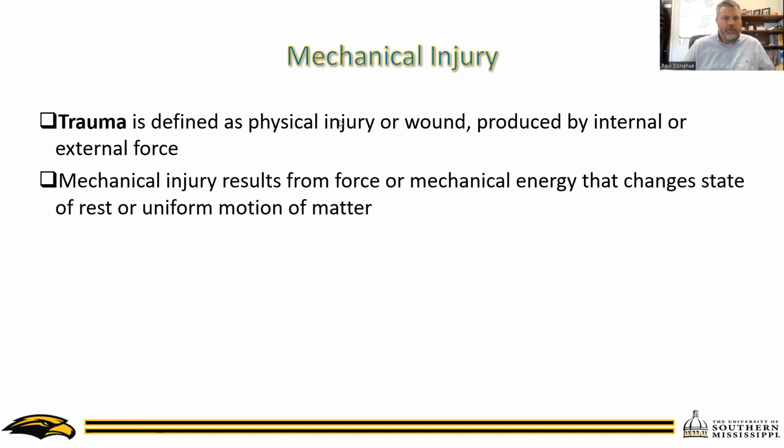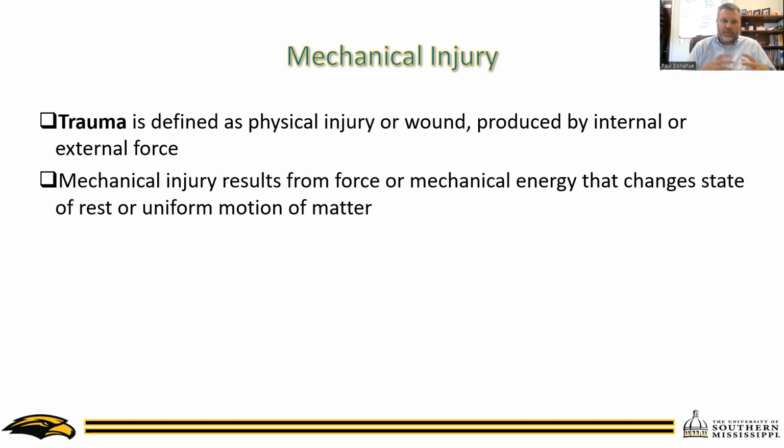And so when we talk about the mechanisms and what happens with an injury, we really need to define this or have a term for this. And one that is commonly used is trauma. And trauma being that we're having some sort of injury or wound, and it's some sort of internal or external force that is causing this wound.